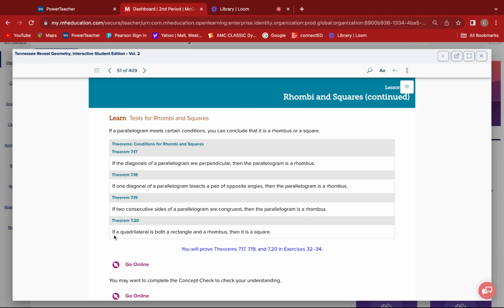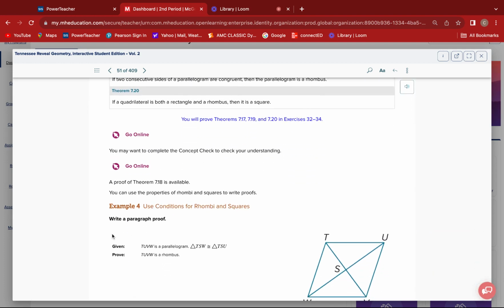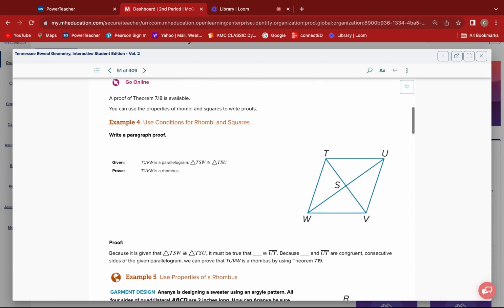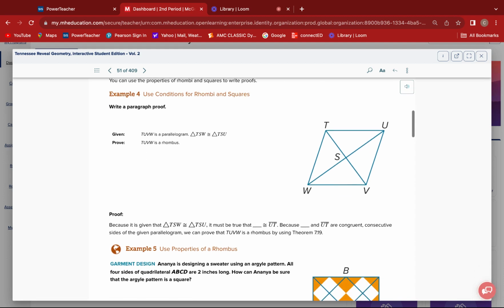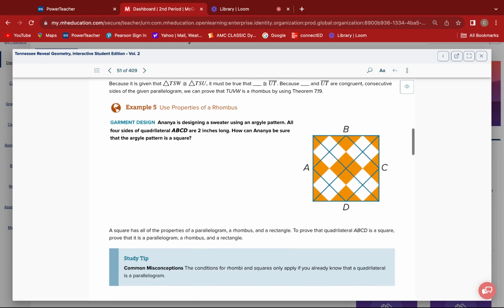If a quadrilateral is both a rectangle and a rhombus, then it's a square. Absolutely true, because it has attributes of both. All right, I've talked about that. All right, example number 4. Write a paragraph proof. Okay, well, I'm skipping that because we are lucky enough in Tennessee that was taken out of the curriculum this year. They just didn't update their books.